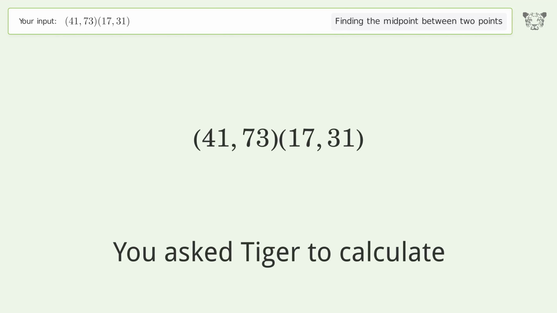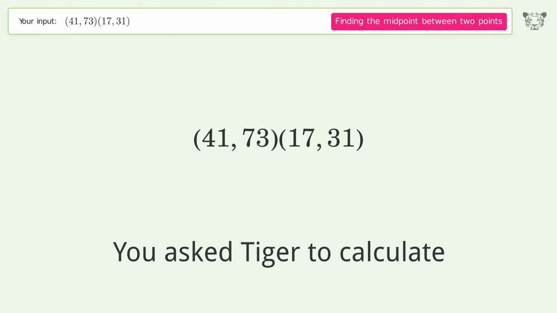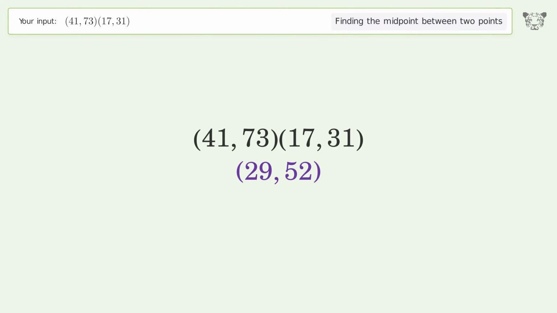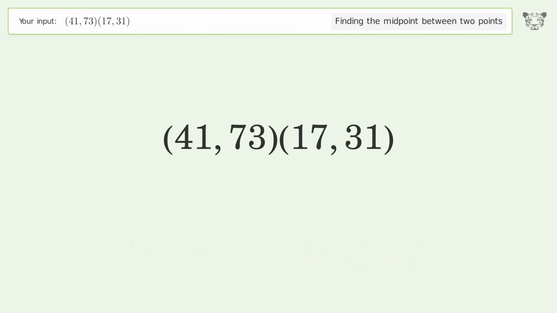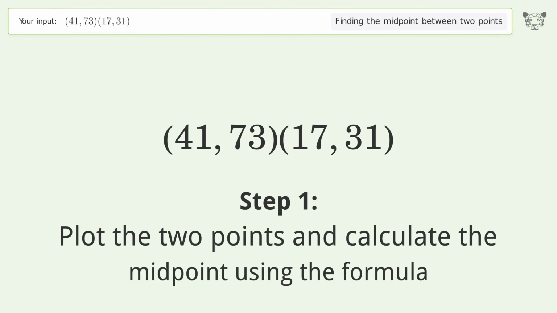You ask Tiger to calculate. This deals with finding the midpoint between 2 points. The midpoint between the 2 points is (29, 52). Let's solve it step by step. Plot the 2 points and calculate the midpoint using the formula.